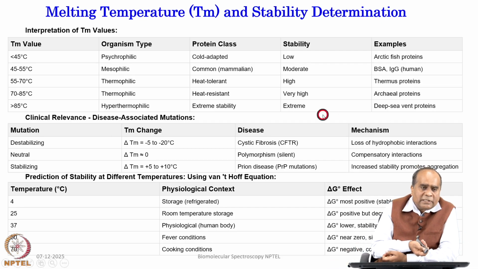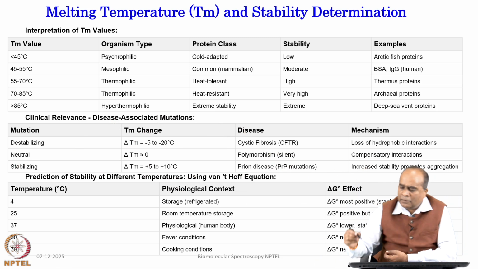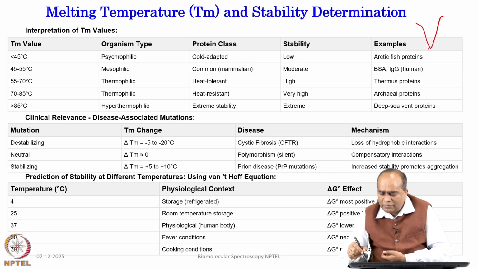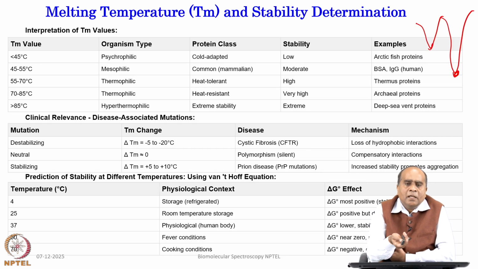Then a mutation can happen which will stabilize, that means it increases the Tm by 5 to 10 degree, as in prion protein. The increased stability promotes aggregation. If you remember the folding funnel from other courses, proteins are stable there, but when they form amyloids, the folding funnel energy comes to this position. So it stabilizes the protein.